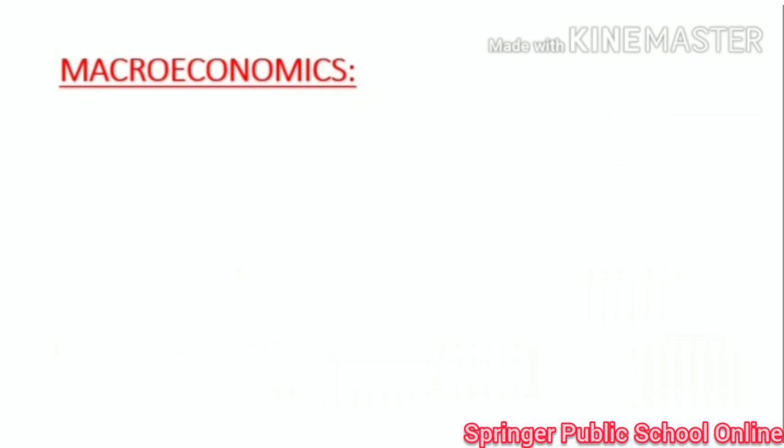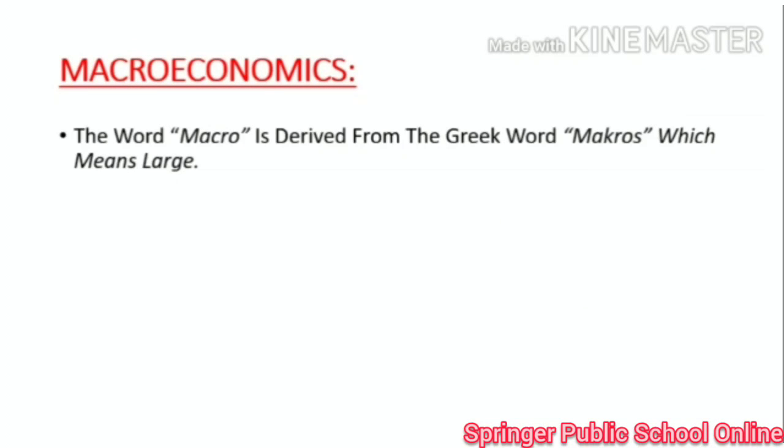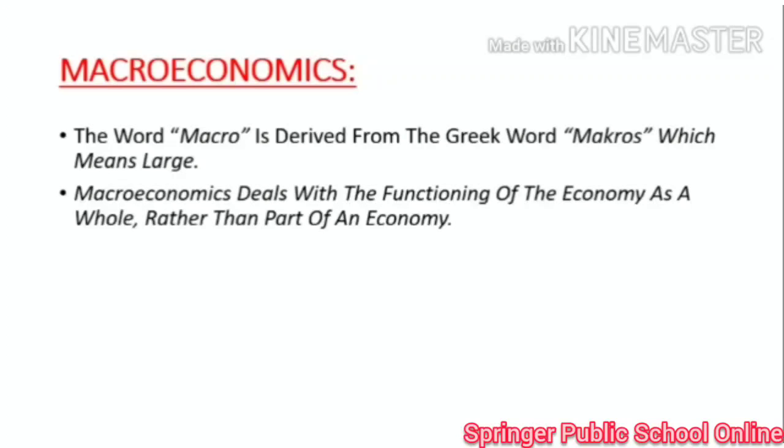The word macro is derived from the Greek word macros, meaning large. Macroeconomics is the study of the economy as a whole. The unit of study in macroeconomics is the entire economy rather than a part of the economy. It deals with the problems faced by the economy as a whole. It deals with the functioning of the economy, not just a part of the economy.